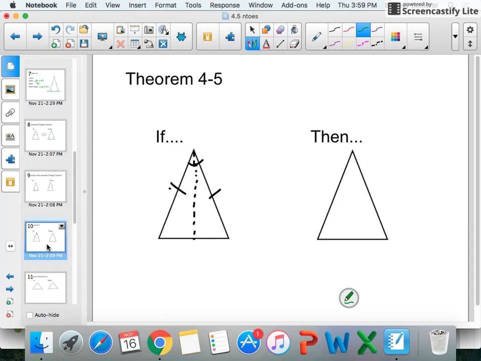And then our last theorem with isosceles triangles is if you have an angle bisector in an isosceles triangle where the two sides are congruent, then you're going to get a perpendicular bisector. That's going to look like you have a right angle and then your base is going to be bisected, so cut in half. So then those two bottom sides are going to be congruent.